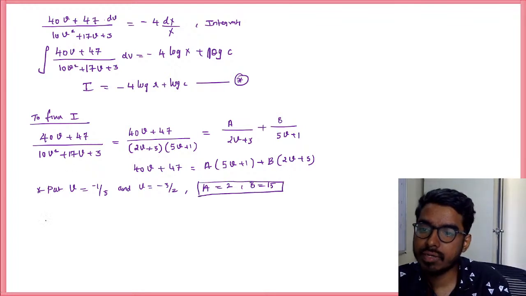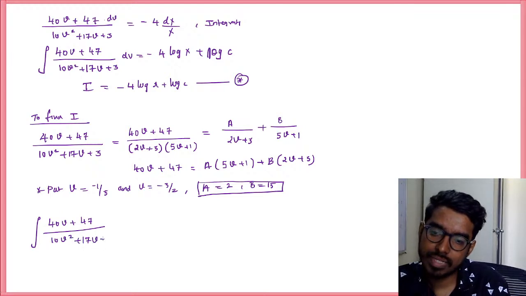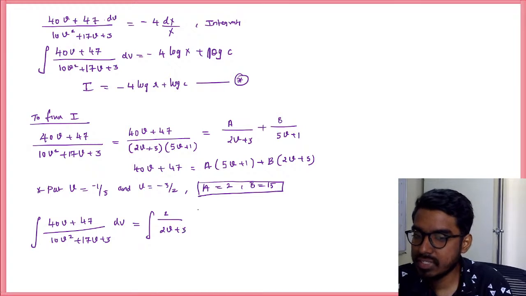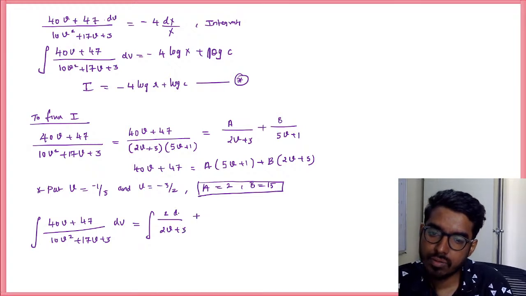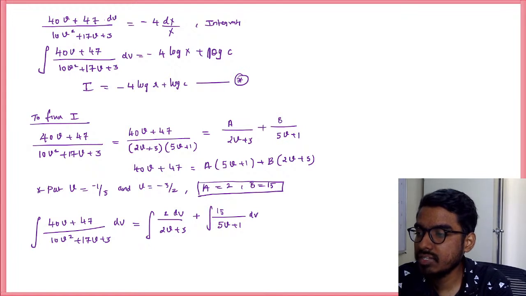So therefore, this will become integration of 40v plus 47 divided by 10v square plus 17v plus 3 dv is equal to integration of, so a is 2, so 2 by 2v plus 3, b is 15, 15 by 5v plus 1 dv, right?